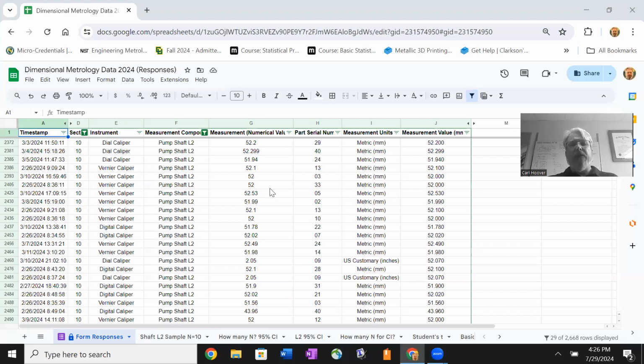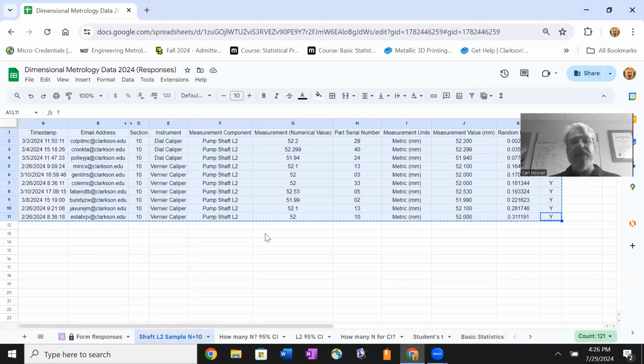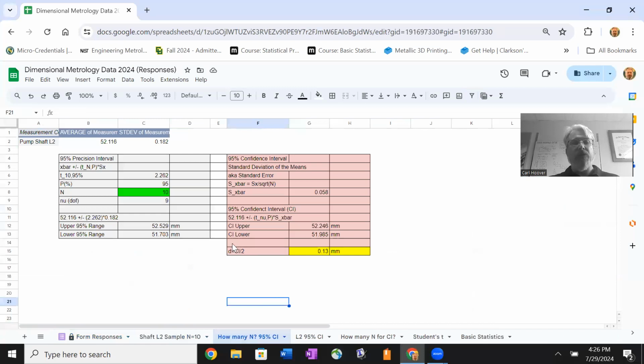Okay, and the data of the original responses from the form is shown here. We took a sample of 10 for pump shaft L2, previously shown, and we also looked at confidence intervals here. So how do we go ahead and do this? Well, let's go ahead and get some of our equations up here.